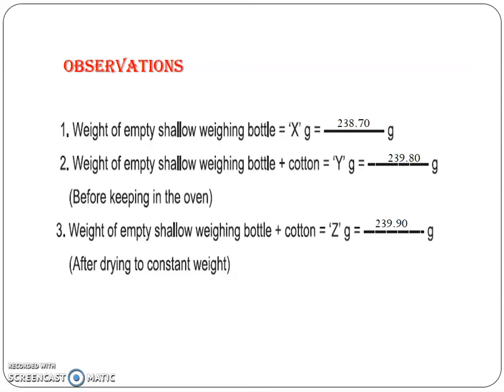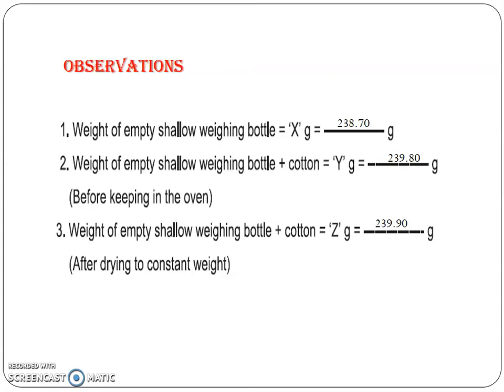So first we weighed the empty shallow weighing bottle, which we have considered as X gram, and we got the value 230.70 gram. Then we weighed the shallow weighing bottle with cotton, which is Y gram, before keeping in the oven. So we got the value 239.80 gram. Then we weighed the shallow bottle with cotton, that is Z gram, after drying to constant weight, and the weight is 239.90 gram. So these are the observations which we have got after performing the practical.